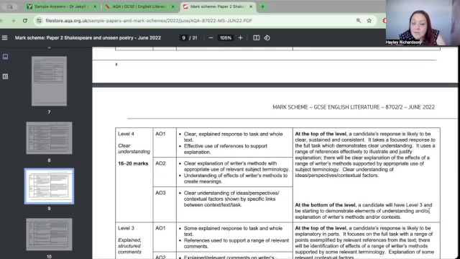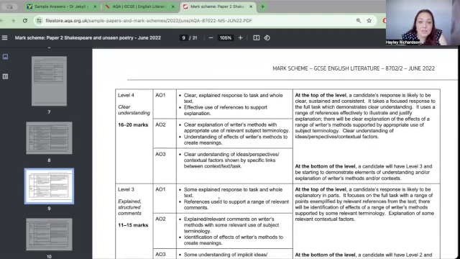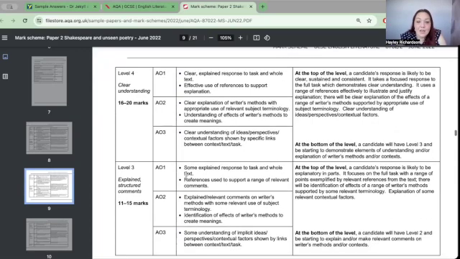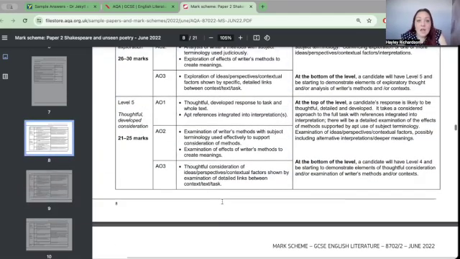A candidate with level 3, this is the bottom level, a candidate will have level 3 and be starting to demonstrate elements of understanding and or explanation of the writer's methods and or context. Yes, I would agree with that. So we're basically looking at this, which is some explained response, explained or relevant comments, identification of effects as opposed to clear understanding of ideas. So yeah, definitely a level 3, but I think we're probably looking at a 16. I would probably award that.